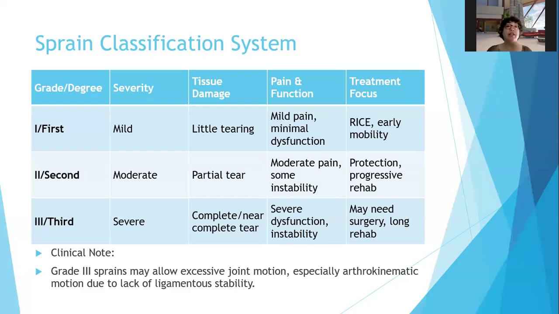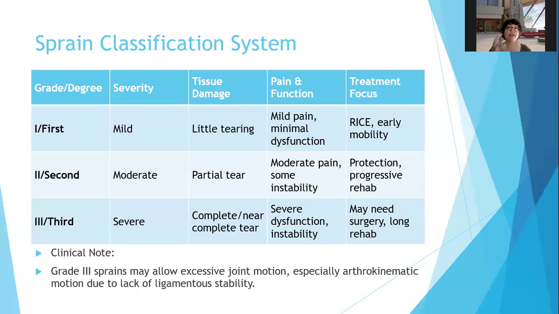A grade 2 or second degree sprain is moderate severity, a partial tear of the ligament, moderate pain, and some instability because of that partial tear. So protection and progressive rehabilitation. A third degree or grade 3 sprain is severe, either a complete or near complete tear of the ligament. Severe dysfunction and instability, may need surgery or long-term rehab. Because of the lack of circulation, it takes a long time to heal. And if the ends aren't together, it takes a longer time to heal.